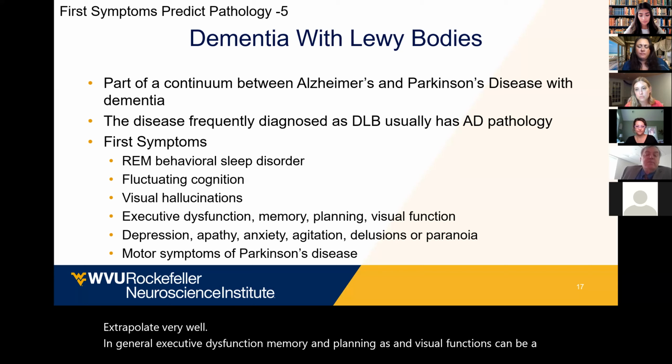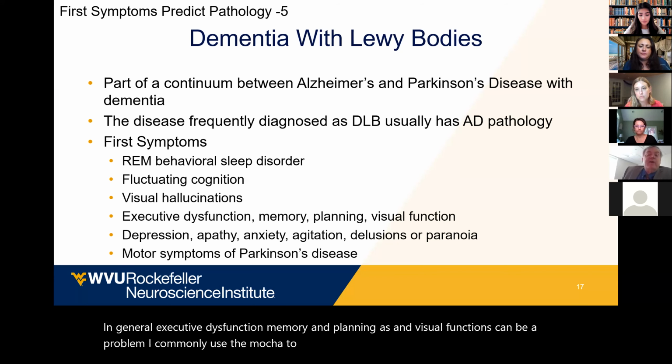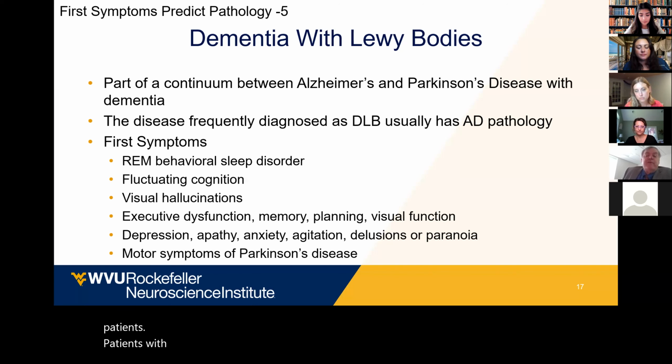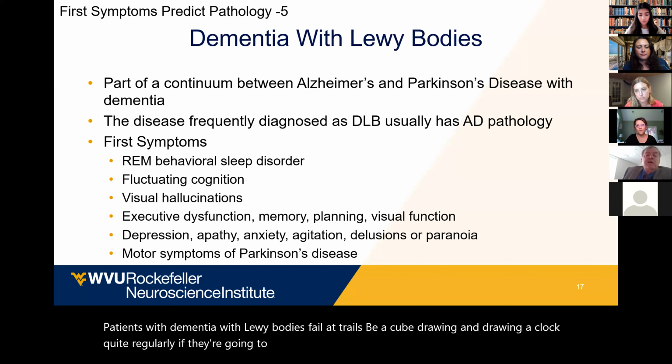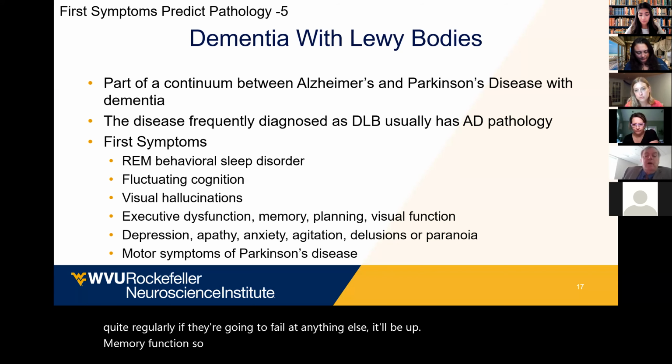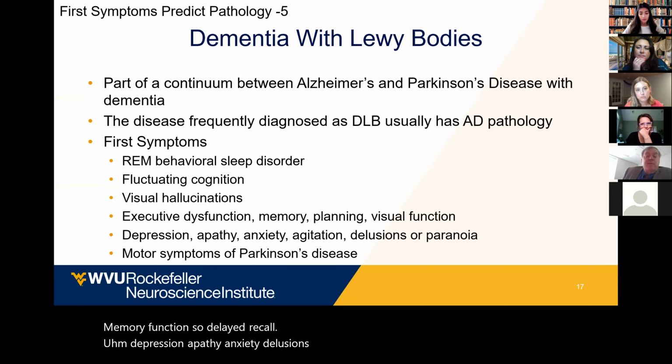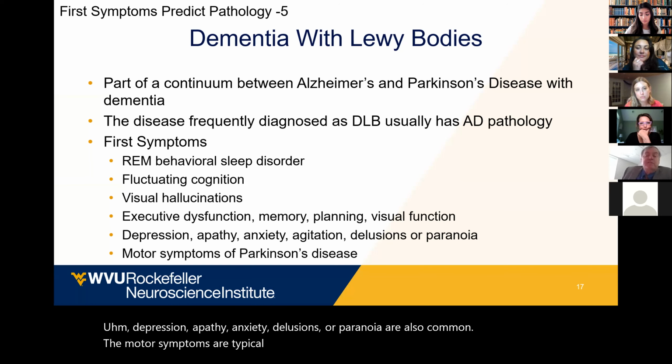I commonly use the MoCA as a screening instrument to evaluate my patients. Patients with dementia with Lewy bodies fail at Trails B, cube drawing and drawing a clock quite regularly. If they're going to fail at anything else, it'll be memory function, so delayed recall. Depression, apathy, anxiety, delusions, and paranoia are also common. The motor symptoms are typical of that of Parkinson's disease, but those may actually not emerge initially.